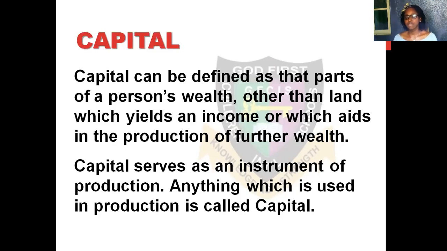Capital. In a production company, without capital, it cannot commence, because we already have the labor, we already have the land, but capital is very important. Capital can be building materials, building resources, any resources that can aid what? Production. I take that again. Capital can be defined as that part of a person's wealth other than land which yields an income or which aids in the production of further wealth.